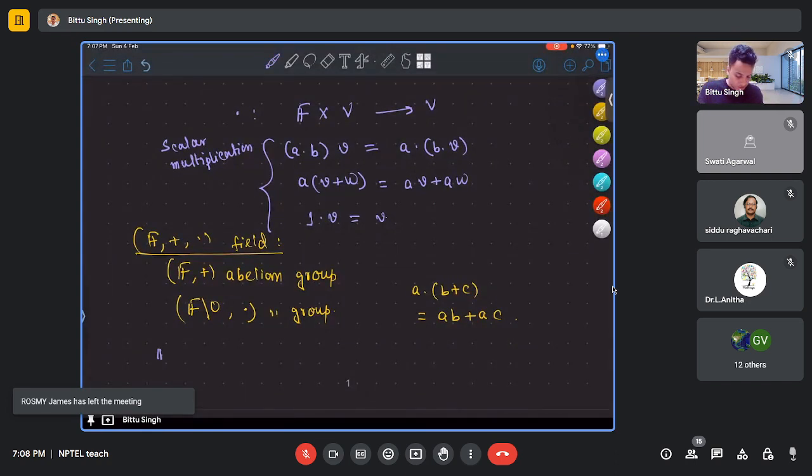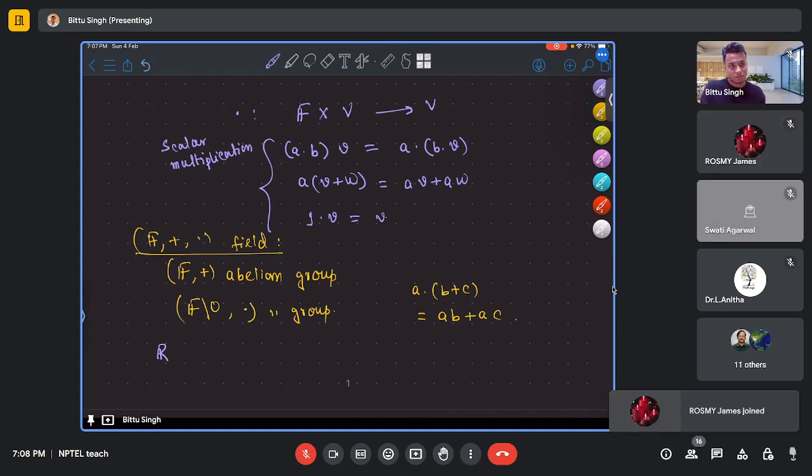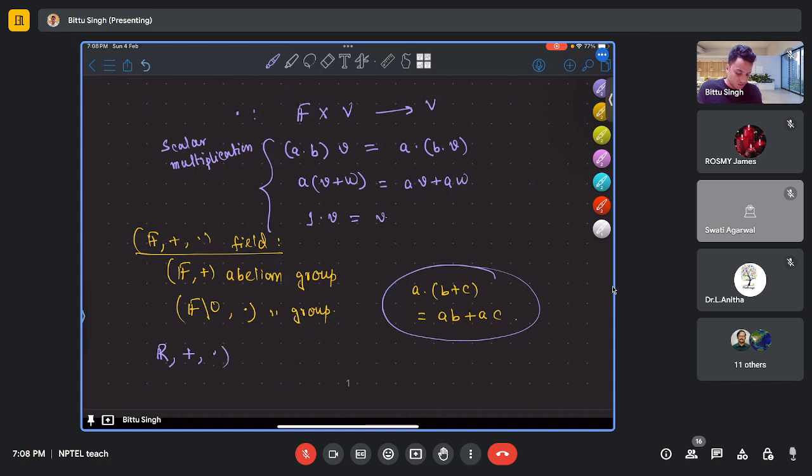Some examples of fields are the real numbers. This is the most common example. The real numbers under addition are an abelian group, and if you take R minus 0, then multiplication is also an abelian group, and the compatibility also holds. So R, plus and dot, is a field. Another example of a field is the rational numbers with addition and multiplication. This is also a field.